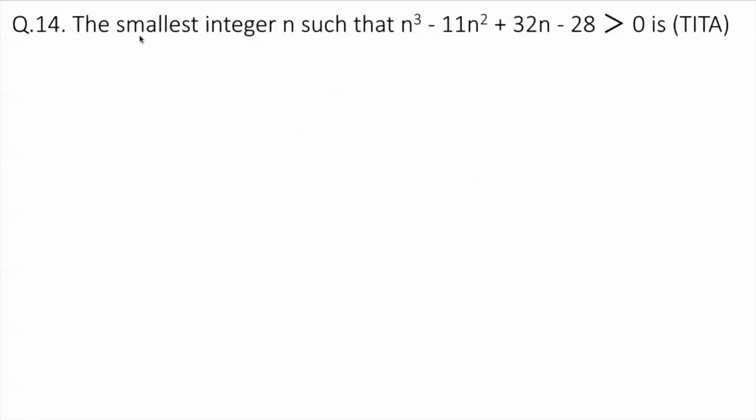All right, guys. So the smallest integer n such that n cube minus 11 n square plus 32n minus 28 is greater than 0 is. Type in the answer.